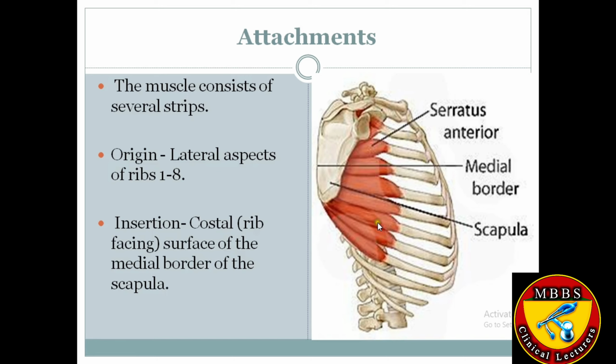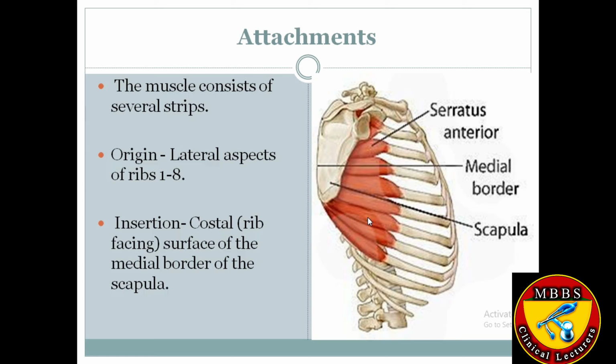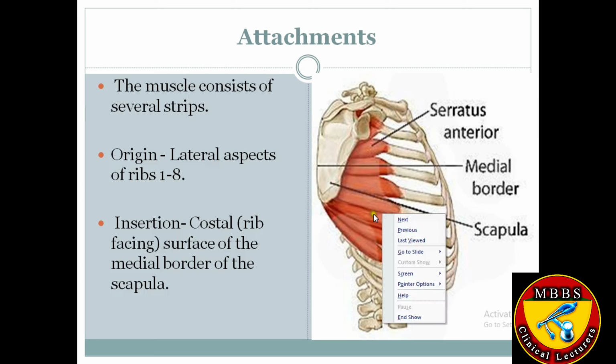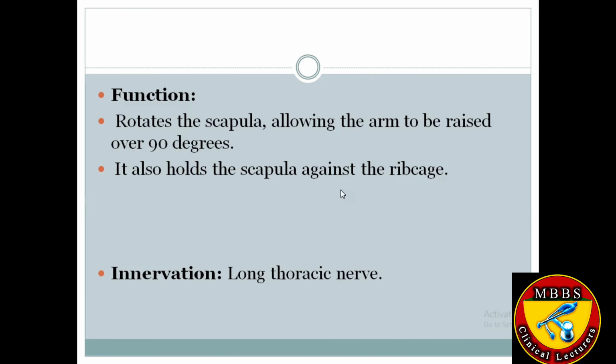The muscle consists of several strips. It originates from the lateral aspects of the first to eighth ribs and it gets inserted into the costal surface of the medial border of the scapula. Costal surface means the surface which is facing towards the ribs. So the serratus anterior muscle, which originates from the lateral aspect of the ribs, gets inserted into the costal surface of the medial border of the scapula.